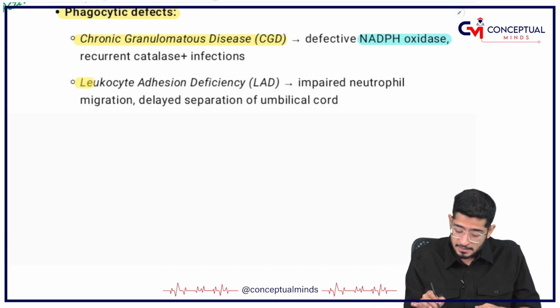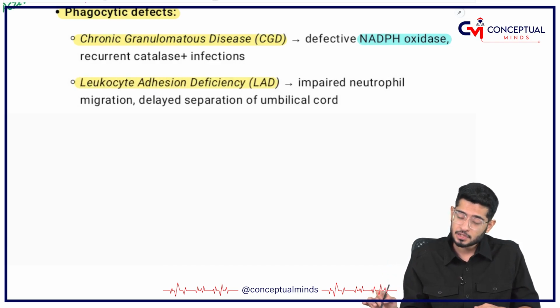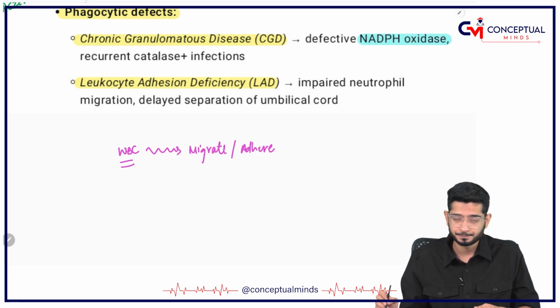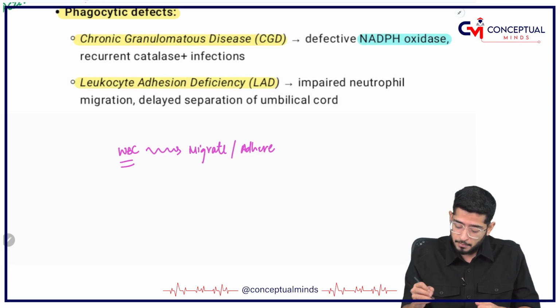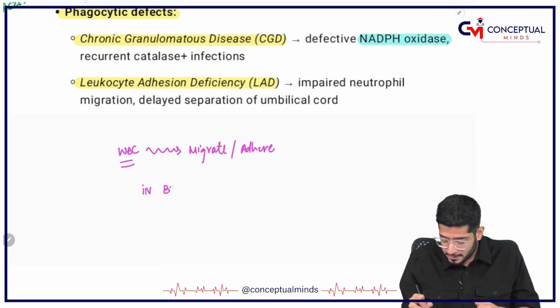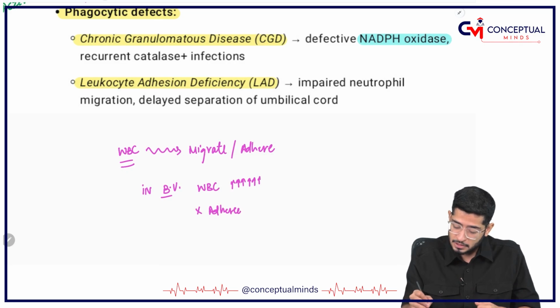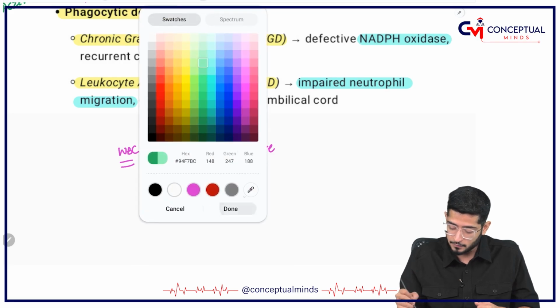And of course, one more thing is leukocyte adhesion deficiency. If your leukocytes, that means your WBCs, are not going to migrate, they are not going to adhere, so immunity will be decreased. Remember that in the blood vessel, there are a lot of WBCs. WBCs are increasing, but the issue is they can't adhere. That's why it is called leukocyte adhesion defect, or impaired neutrophil migration.